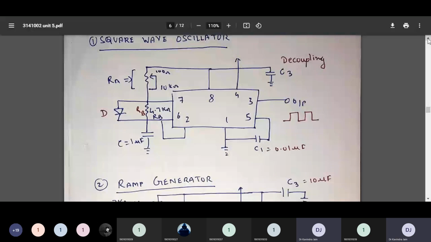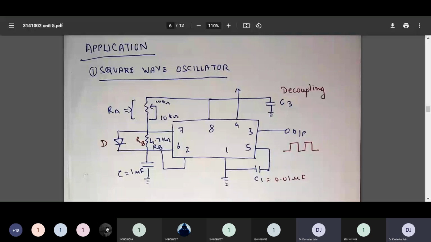Please note down. Duty cycle is of 50%. Now duty cycle 50% છે, that means RA is equal to 0 ohm, which is practically not possible. The solution is there is a diode across RB. Capacitor C charges via RA and diode D.